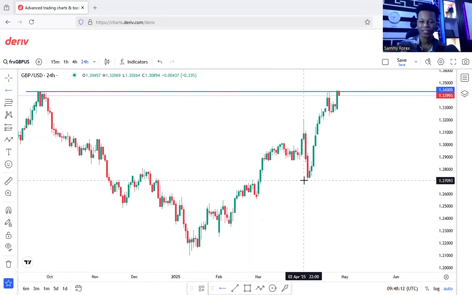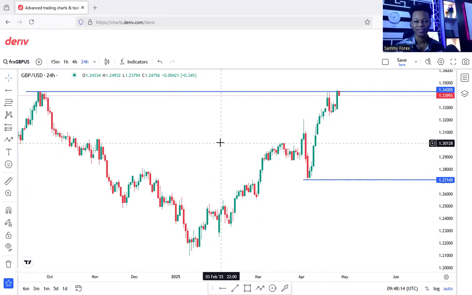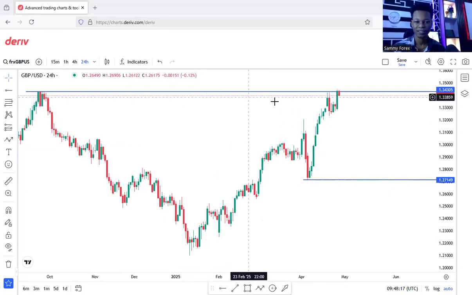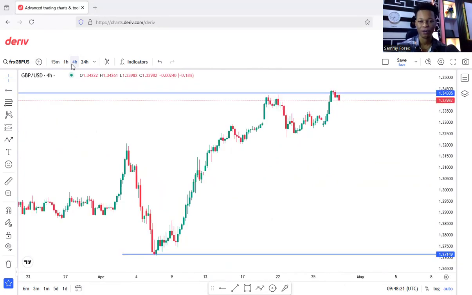I actually took this trade. It's a very nice one, so I'm going to swing this trade. So we'll go down to the 4 hours time frame to see what the price is doing. On the 4 hours time frame, the price is going bearish.